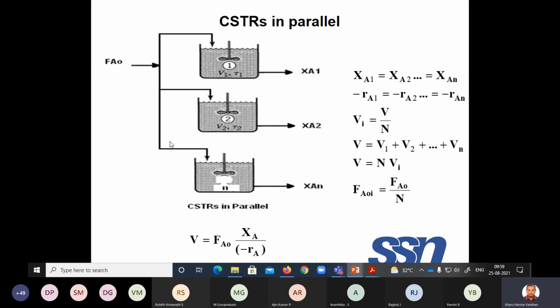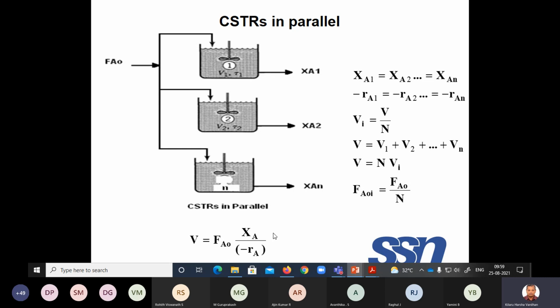This is an important thing, especially when you are having reactors in parallel. It's not only for CSTR; even for MFR and PFR, when they are connected in parallel, the flow rate should be split depending on the number of reactors.